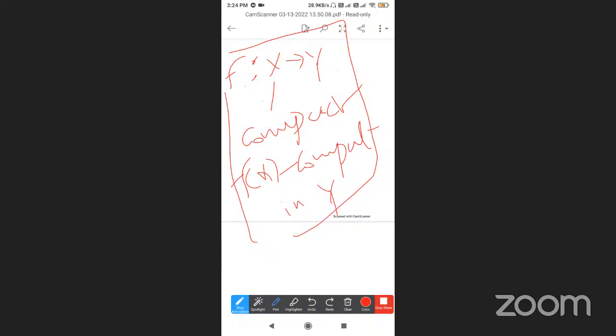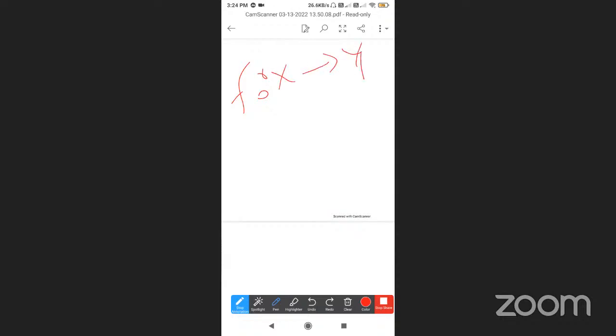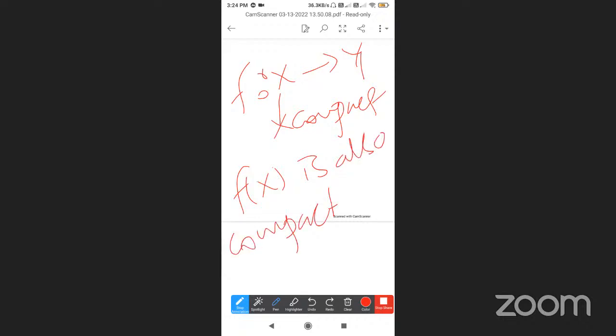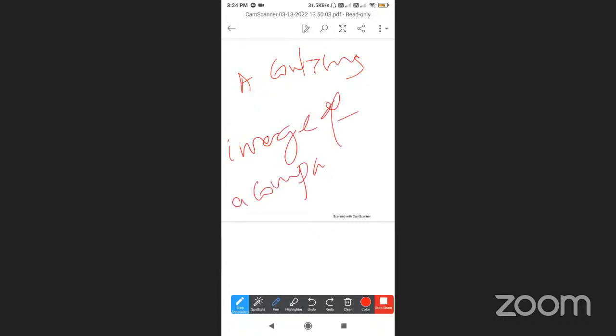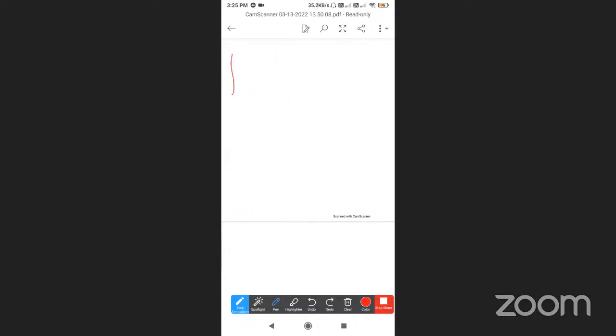F is a mapping from X to Y, continuous, with X a compact metric space. Then f(X) is compact in Y. Whenever X is compact, the image f(X) is also compact in Y. Therefore the theorem can also be stated as: a continuous image of a compact metric space is compact. So this is the theorem statement.